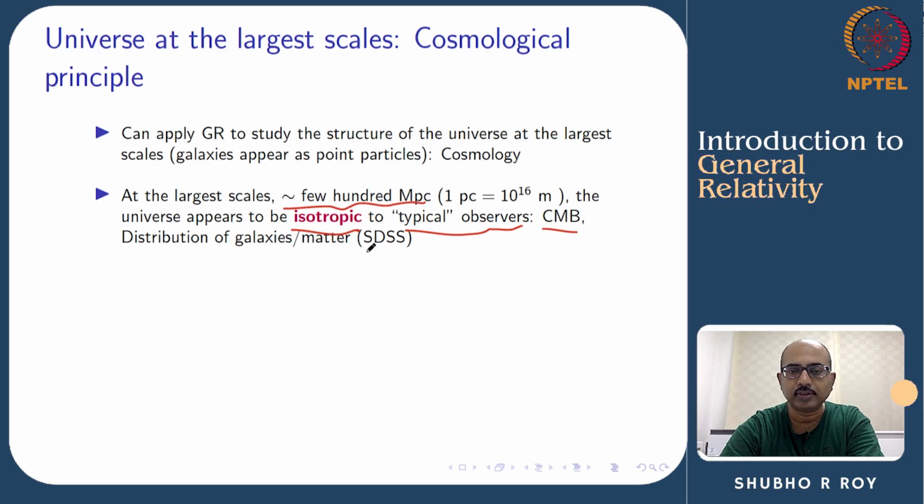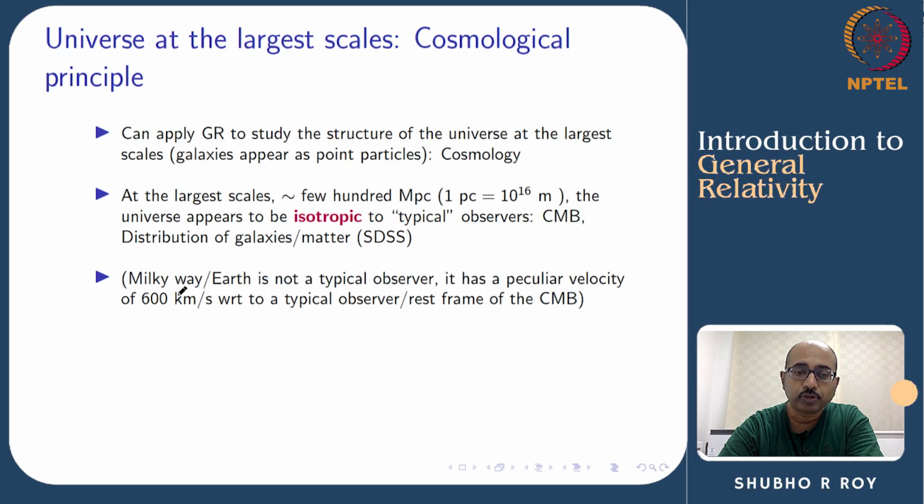Okay, so SDSS is the Sloan Digital Sky Survey. People have looked at the data, and if you zoom out to very large distances, the distribution of galaxies and matter seems to be the same in any direction. So the isotropy of the universe at the larger scale is an observational fact.